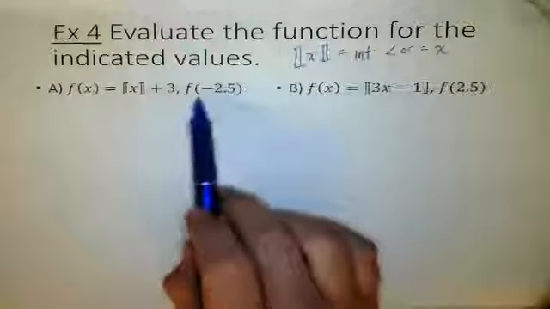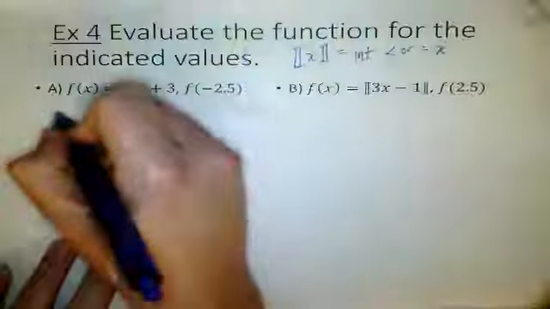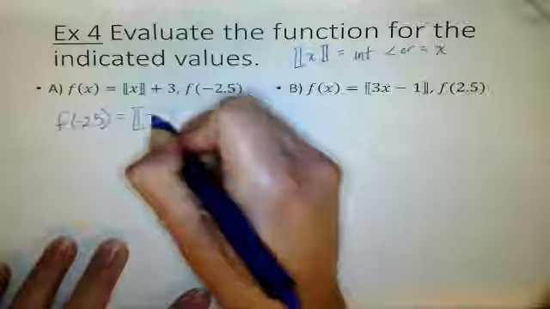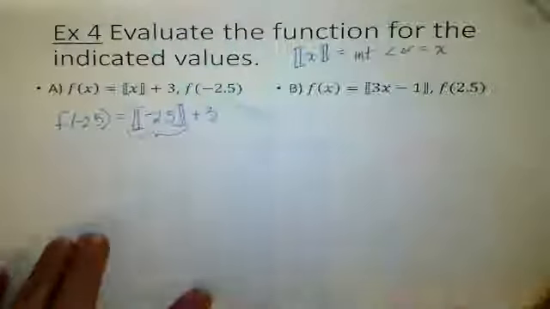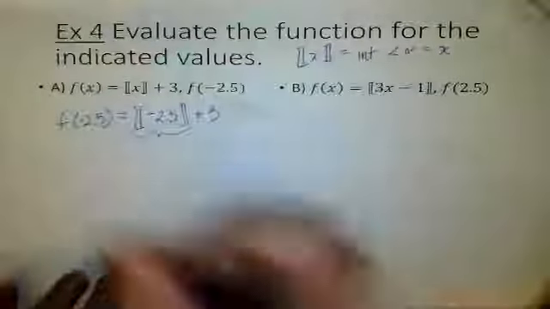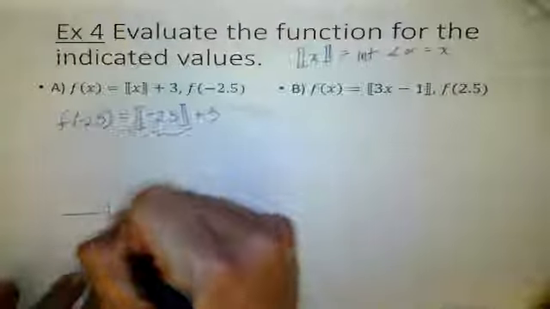They want us to find f of negative 2.5. What does that mean? Plug in for x. So f of negative 2.5 equals the greatest integer of negative 2.5. This is a tricky question. What is the greatest integer of negative 2.5? Negative 2 is what you think, but it's not right. Let me draw a number line: 0, negative 1, negative 2, negative 3.